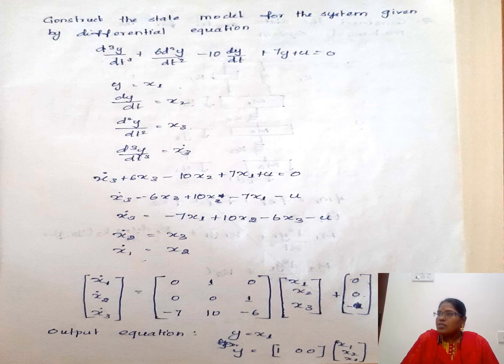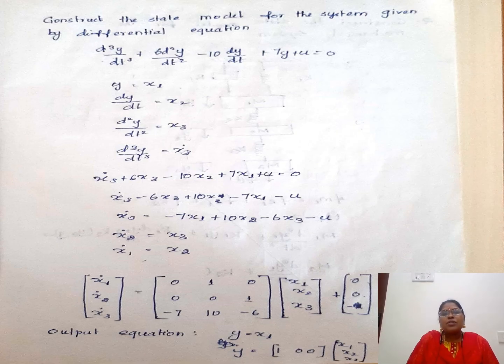After getting all these three, substitute in this equation. Now the equation becomes: d cube y by dt cube is x3 dot, minus 6x3, minus 10x2, plus 7x1, plus u equal to 0. From this you find x3 dot. Now what are the next two you need to find? You have to find x1 dot and x2 dot.